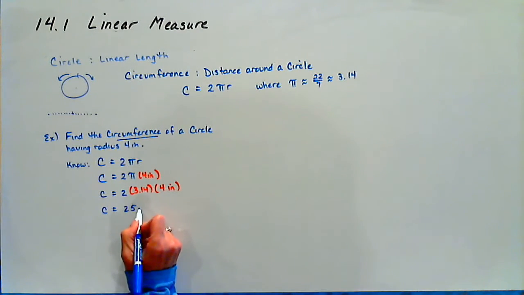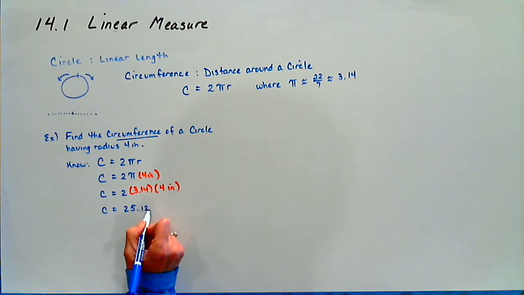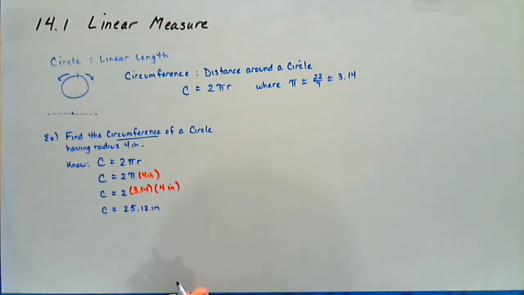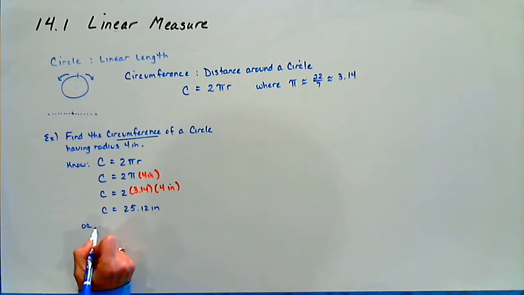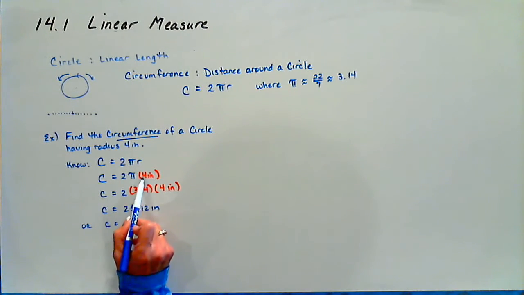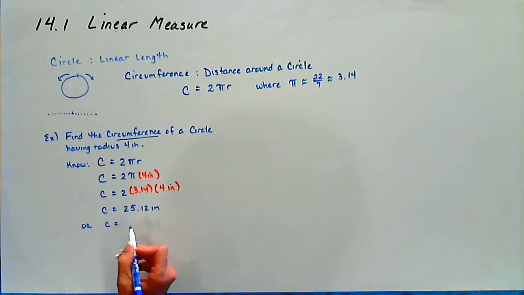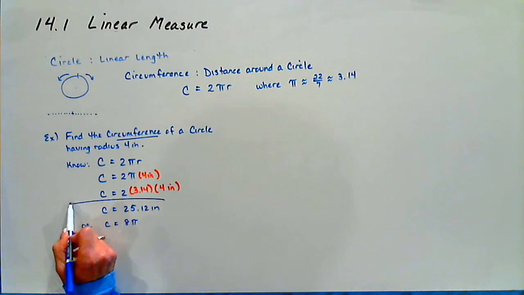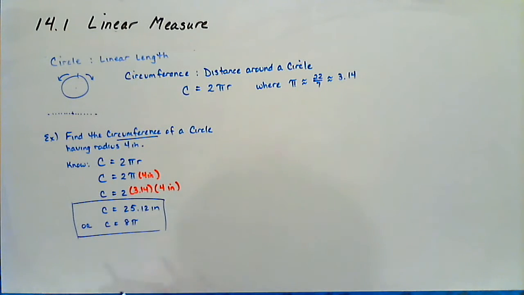an estimated value of 25.12 inches if you use a calculator, or an exact value if you don't use a calculator. 2 times 4 is 8, so we're left with 8 pi. Okay, so pay attention to the directions as to which version you're going to be asked for.